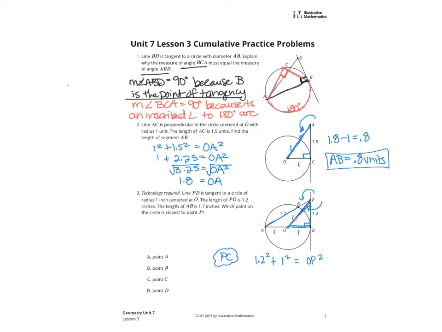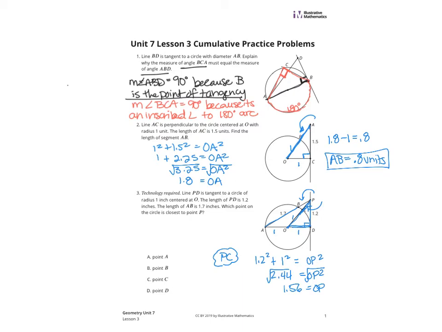So 1.2 squared plus 1 squared, I believe, gives me approximately 2.44 equals my OP squared. Let's take the square root of both sides, and I'm going to get approximately 1.56 or 1.6 is equal to OP. So I don't need to know the distance from O to P. I need to know the distance from P to C or C to P.